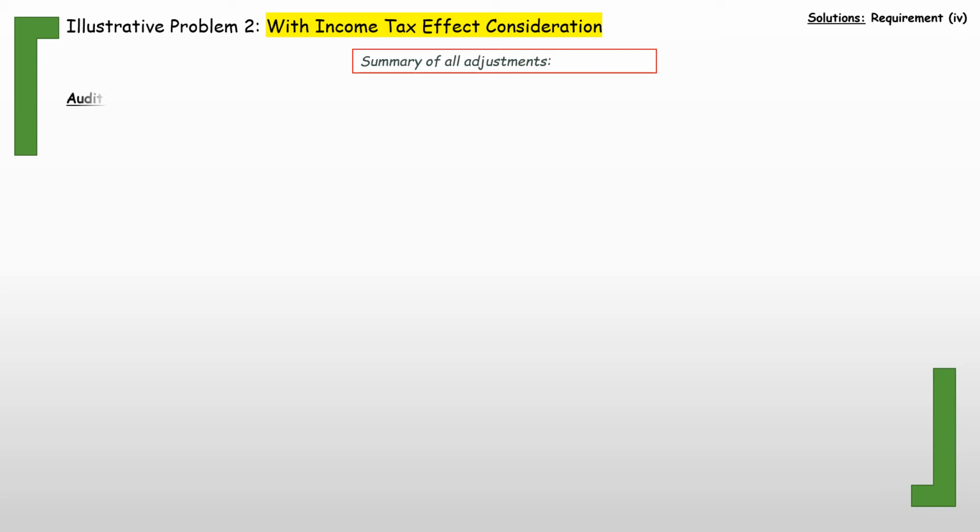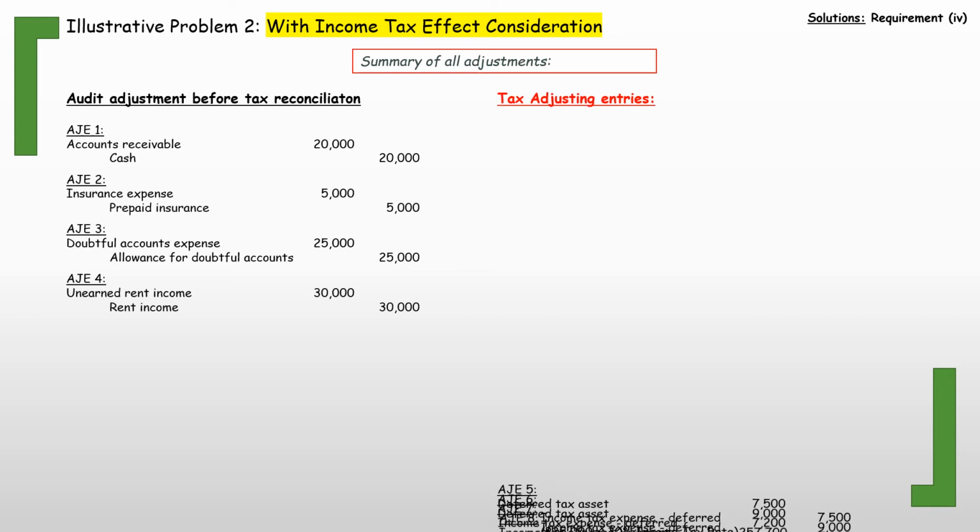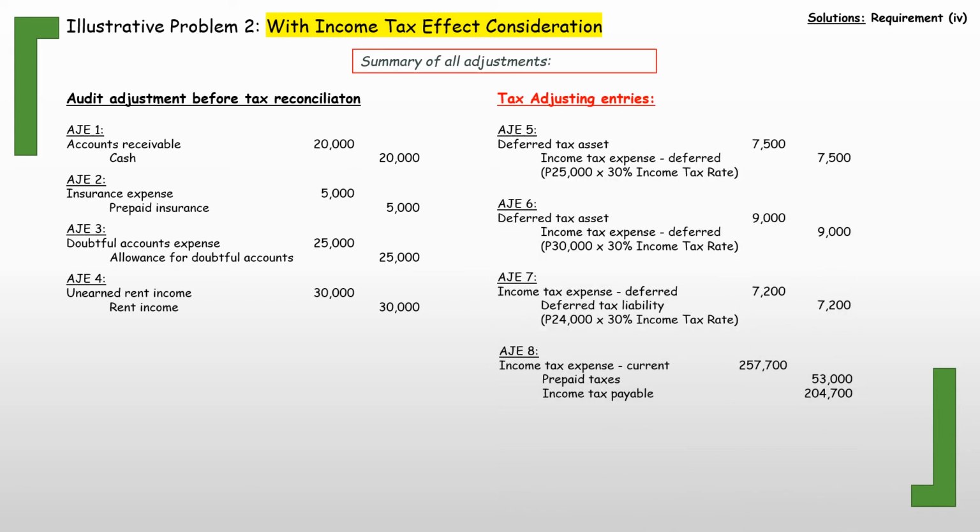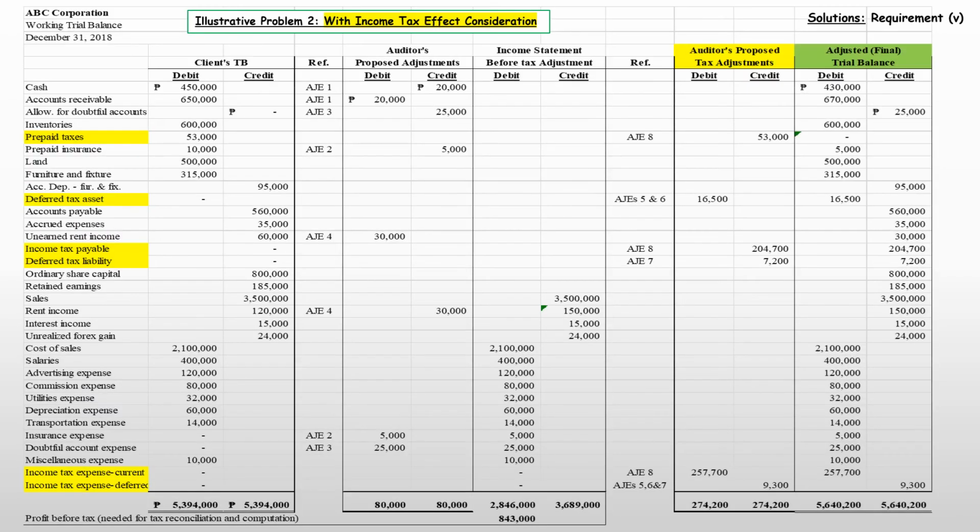Then, the summary of all adjustments: audit adjustments before tax reconciliation, and tax adjusting entries. Based on this information, we can now finalize our working trial balance. Then, ito na yung ating final working trial balance. As you can see, highlight natin yung mga affected accounts ng ating tax adjustments. So, from client's trial balance to auditor's proposed adjustments, then income statement before tax adjustment, in order for us to determine the profit before tax, para sa ating reconciliation of accounting income to taxable income.